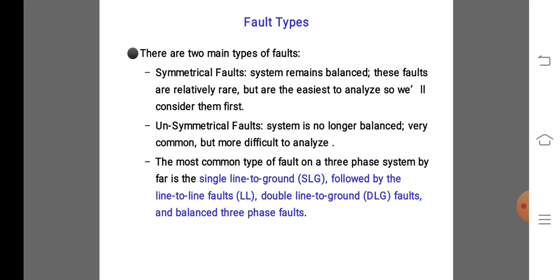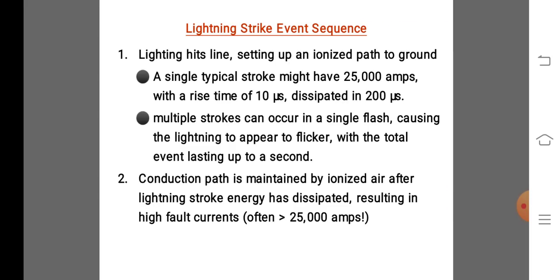The most common type of fault on a three-phase system by far is the single line to ground, followed by line to line faults, then double line to ground faults and balanced three-phase faults.